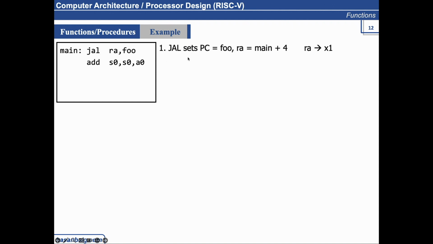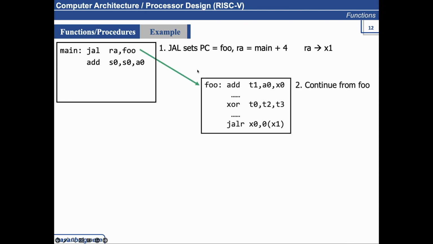Okay, so when this instruction is executed, it sets PC equals foo, which means that wherever foo is defined, this is the function. Wherever it is defined, PC will start executing the next instruction from there. But we have to preserve the address of this instruction also, so that we can return back to it. So RA, which corresponds to X1, will be holding the address of this instruction, main plus 4. Once this instruction starts executing, foo again corresponds to the address of the first instruction of the function. It starts executing whatever instructions are written here.